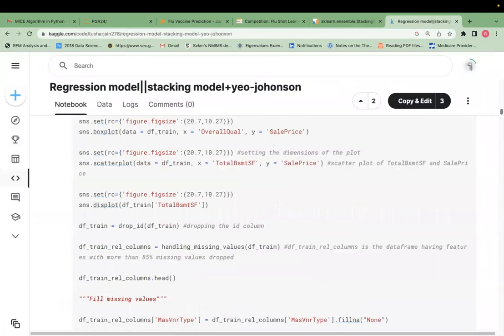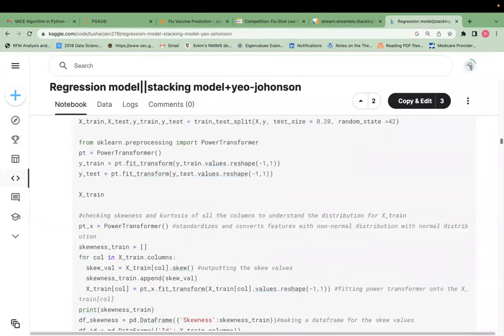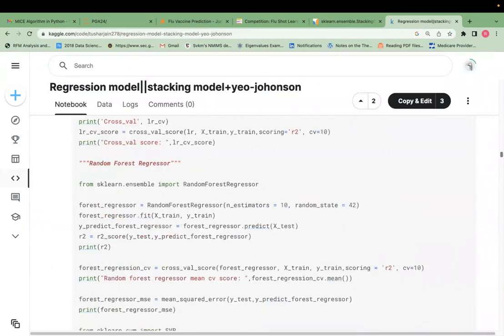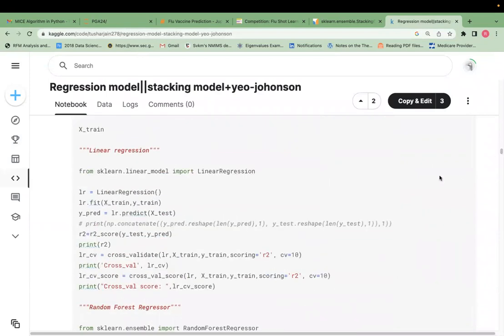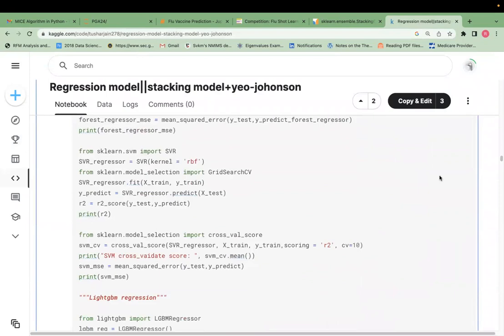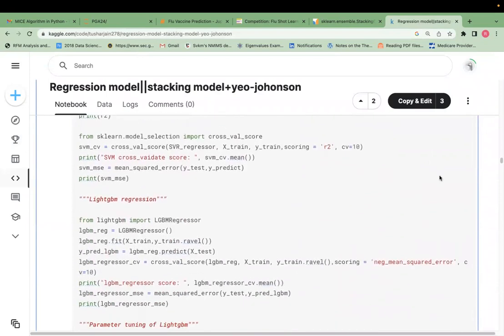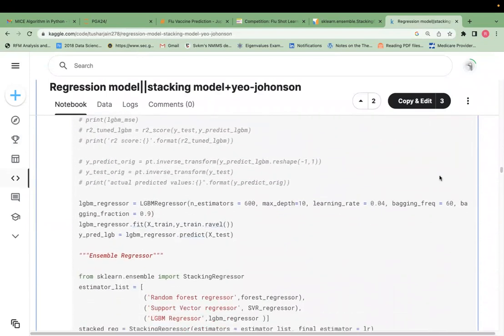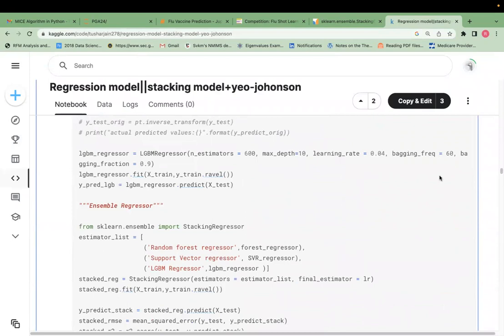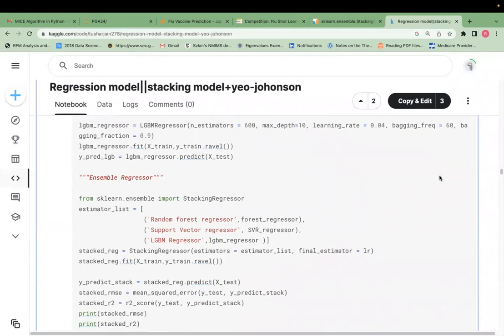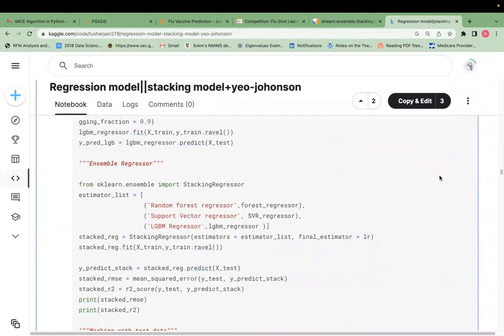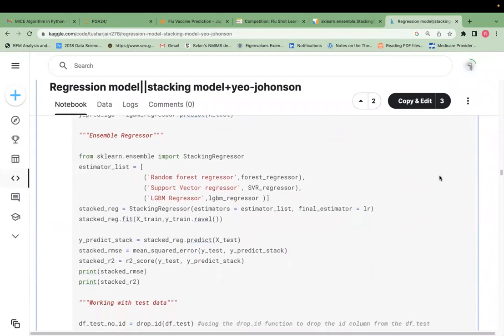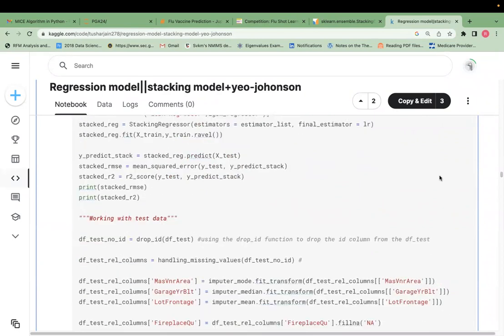Now, what he did was, he did all the pre-processing and all the stuff. Then he built these models. Okay. He built linear regression, random forest, support vector regression, LightGBM, parameter tuning for LightGBM, and an ensemble regressor. Now he is combining. See, like how we use a stacking classifier, he is using a stacking regressor. The final estimator is LR, linear regression. Okay. And then he fit it.